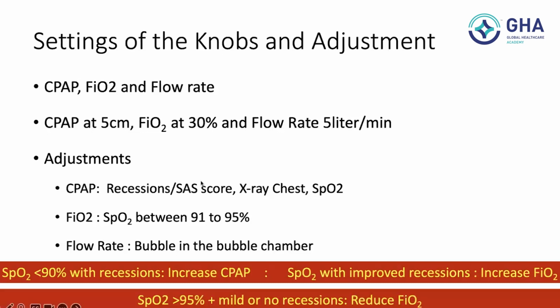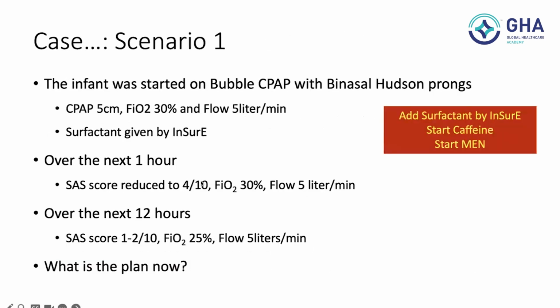Okay. So this baby was started on bubble CPAP with binasal Hudson prongs with a CPAP of 5, FiO2 30%, and flow rate of 5 liters, as we have seen in this case scenario. Surfactant was given because the baby was still having significant retractions, and the X-ray was already showing RDS, so it was given by the INSURE method. I know Abhishek will prefer LISA, but we still continue INSURE, and some students who are capable, we ask them to give LISA.